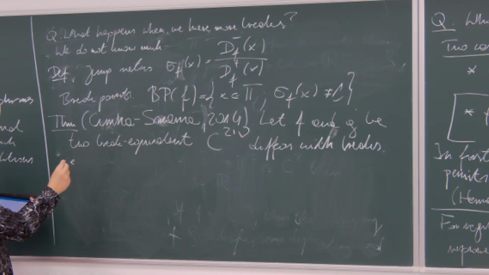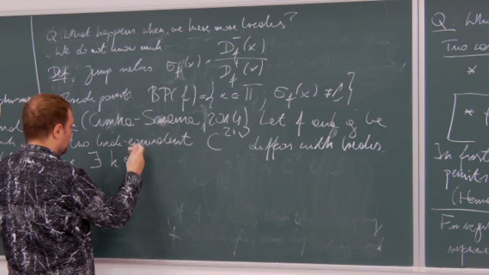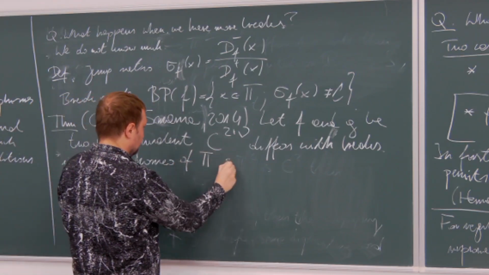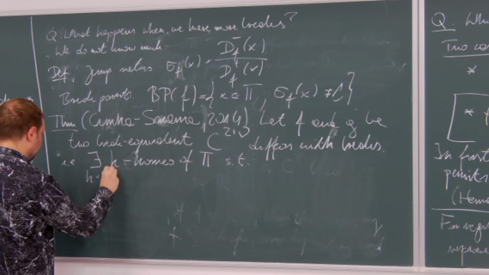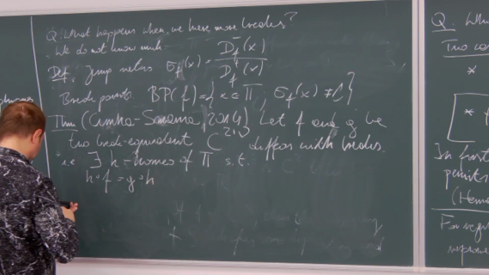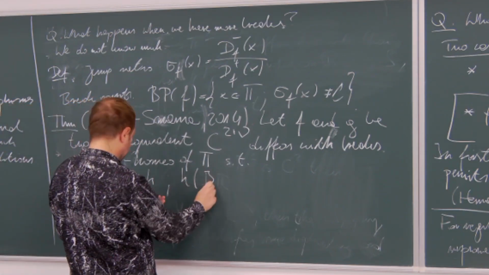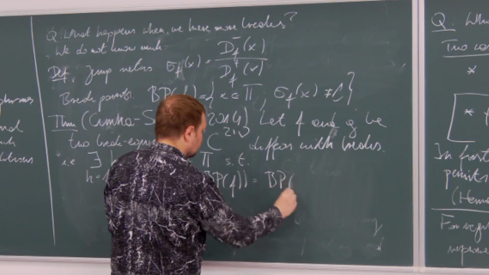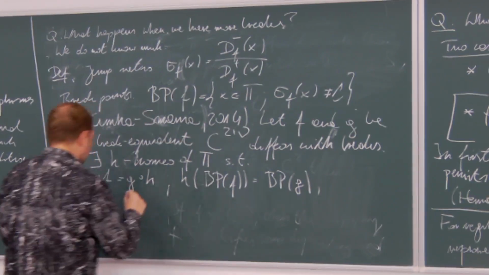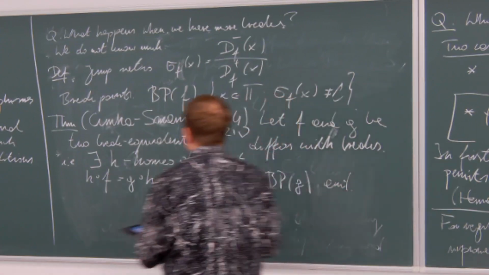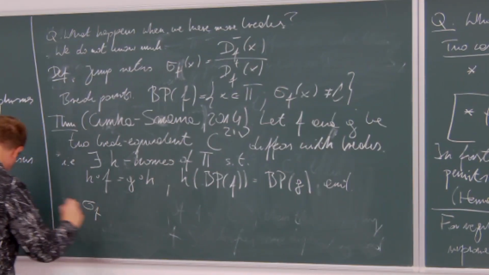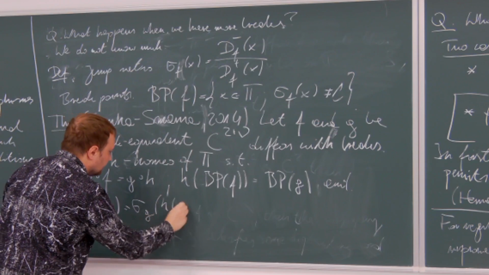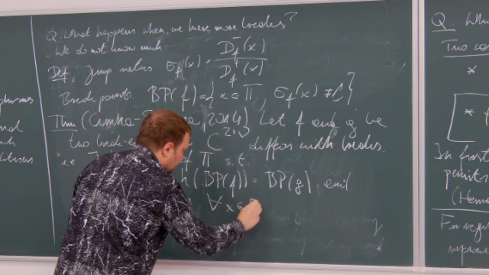That is, there exists h, a homeomorphism of the circle, such that h composed with f is equal to g composed with h, and the set of breakpoints is sent into the set of breakpoints, and sigma f of x is equal exactly to sigma g of h of x for all x in the breakpoints of f.